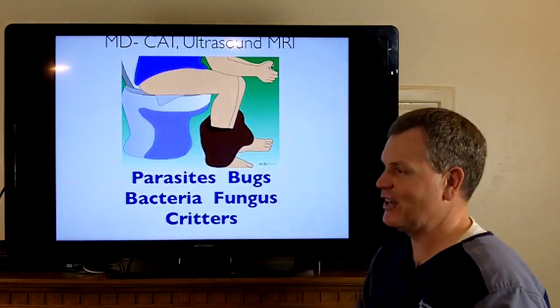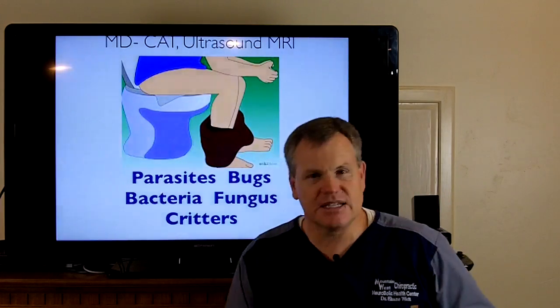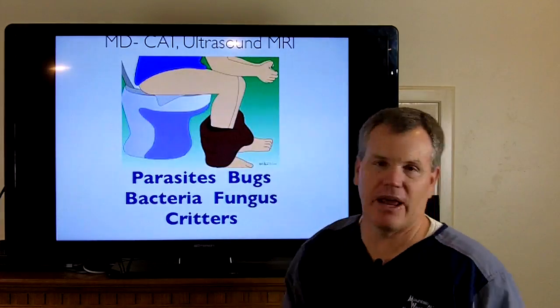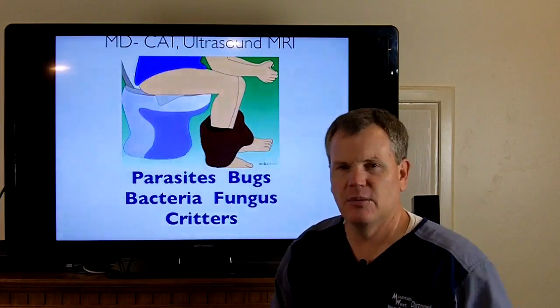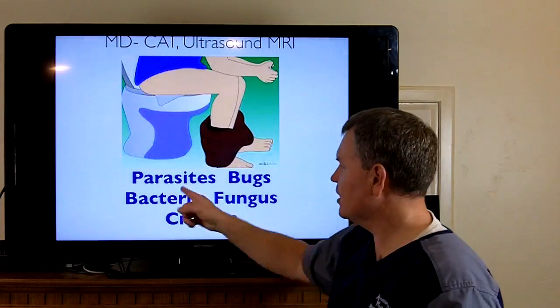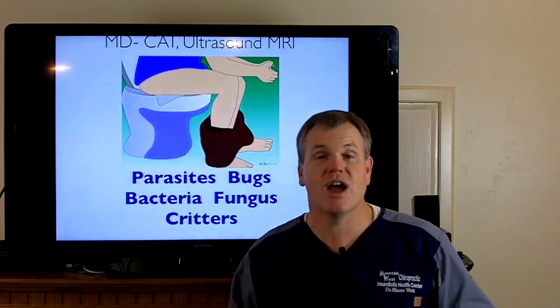Now, another one that we do is a stool sample. If you go in with gut aches and things like that, the medical model is going to do a CAT scan, ultrasound, MRI, and say, hey, you're fine. But you keep on having issues. So what are those issues? Well, we've got to check for parasites, bugs, bacteria. It's a stool sample. You do not bring that into my office.